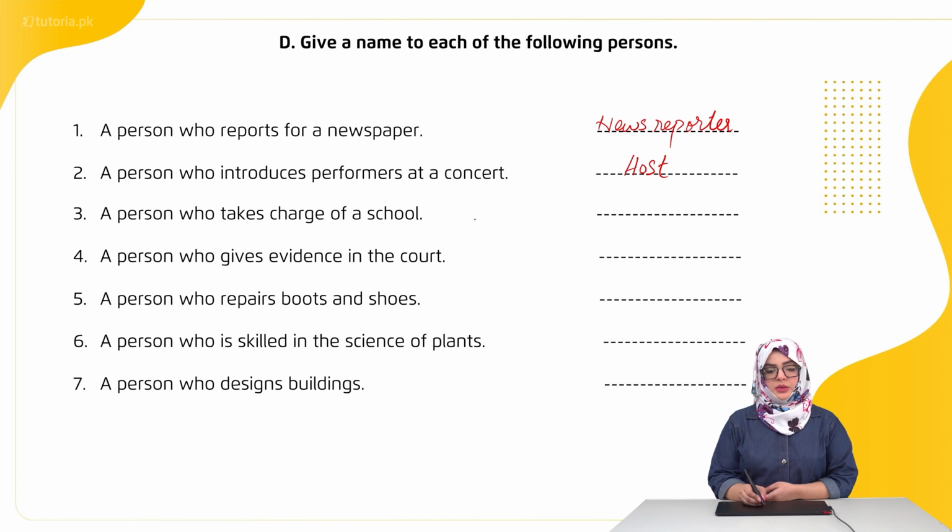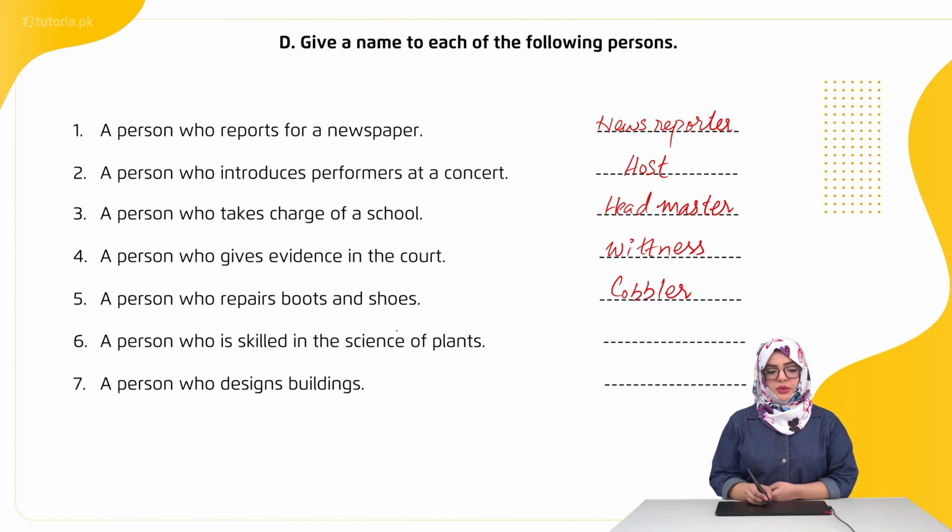Third is a person who takes charge of a school. So this will be headmaster. Fourth, a person who gives evidence in the court. So इसको हम witness बोल सकते हैं. Fifth is a person who repairs boots and shoes. So ऐसे person को cobbler कहते हैं.